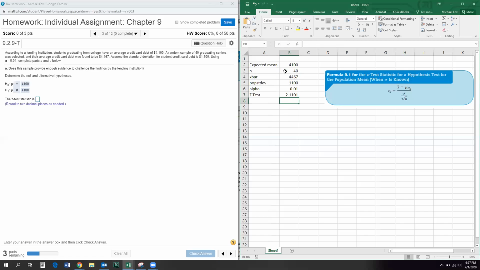All that means is that is the z-score. The z-score for this mean of 4,467, given an expected mean of the population of 4,100 with a standard deviation of 1,100. That's what that means. So our z-test statistic to 2 decimal places is 2.11.